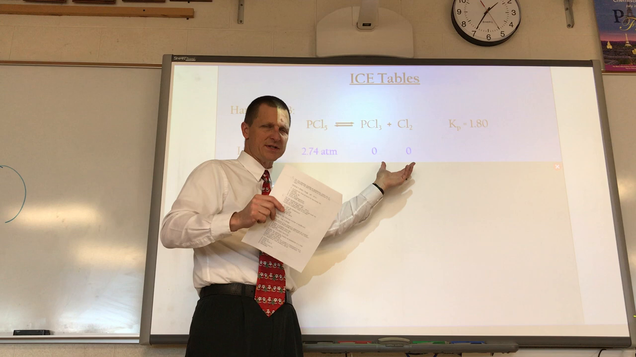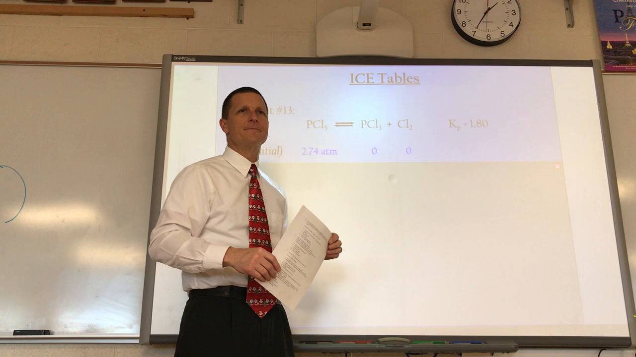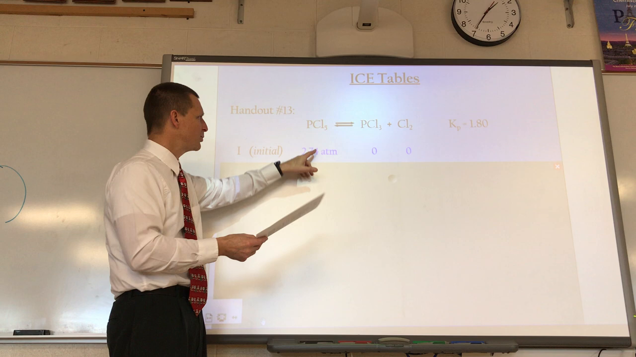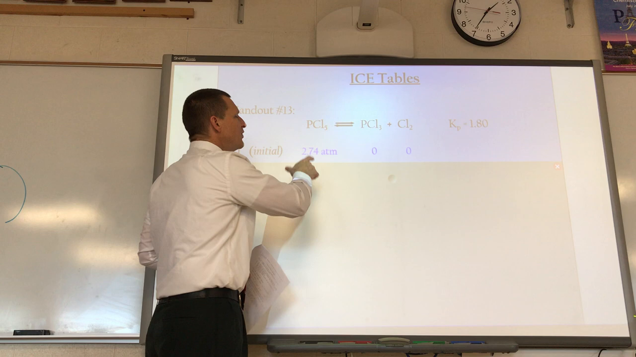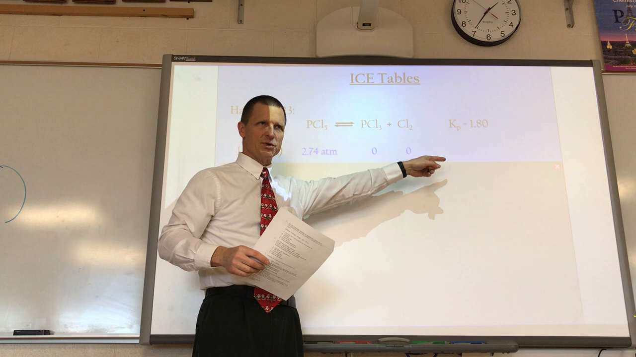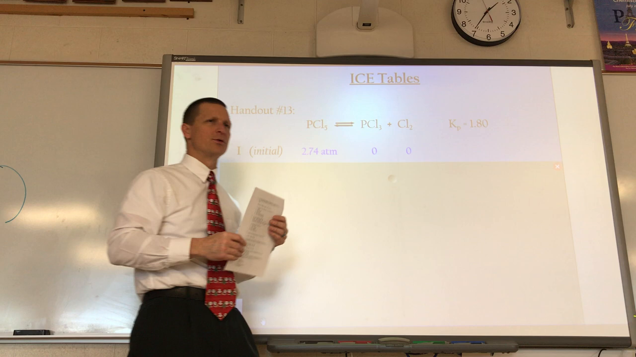Wait, how did you get 2.74? That's good for what it says here. It says sufficient PCl5 is put into the vessel to give an initial pressure of 2.74 atmospheres. So I just got it out of the problem. Oh, the initial pressure. Yep. So now, in the reaction, these quantities are going to change. All of them are going to change. Does everybody agree that the reaction is going to proceed to the right? Yes. It has to. How do we know for sure that it goes to the right?